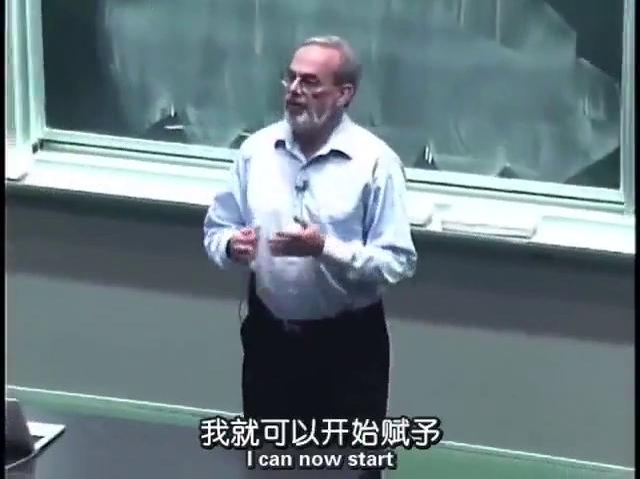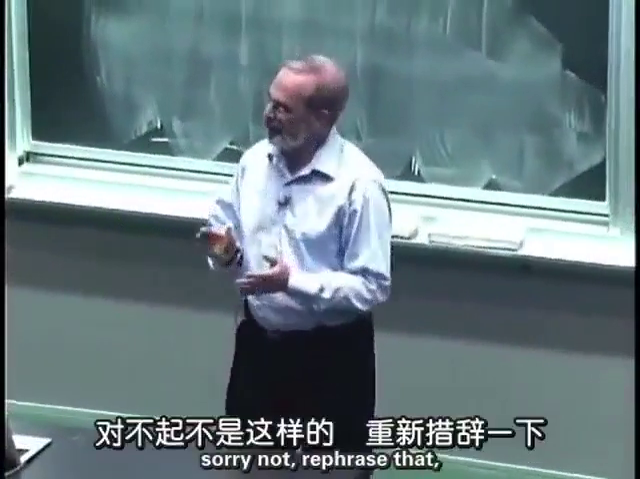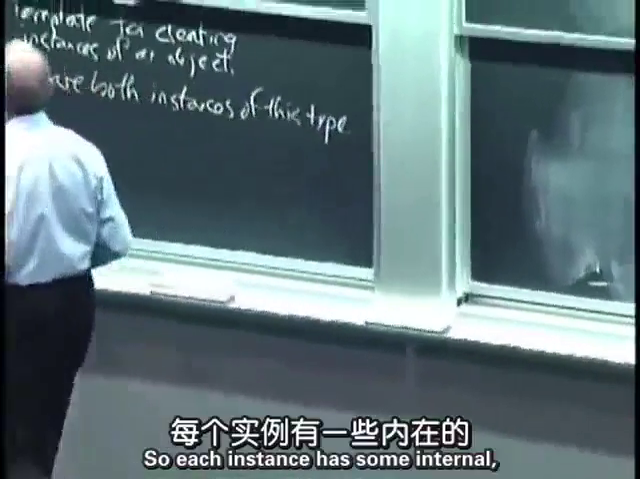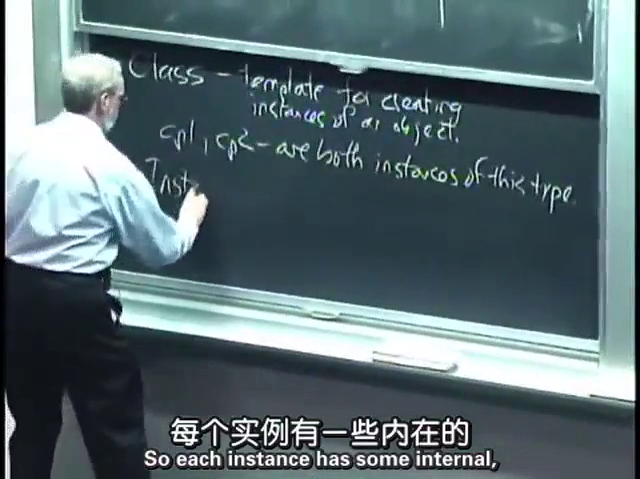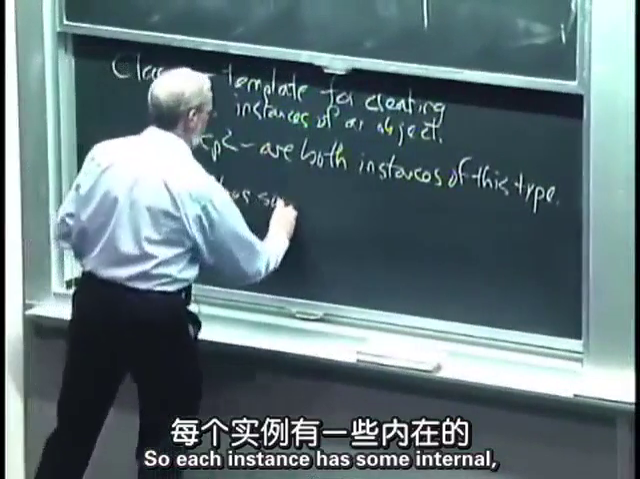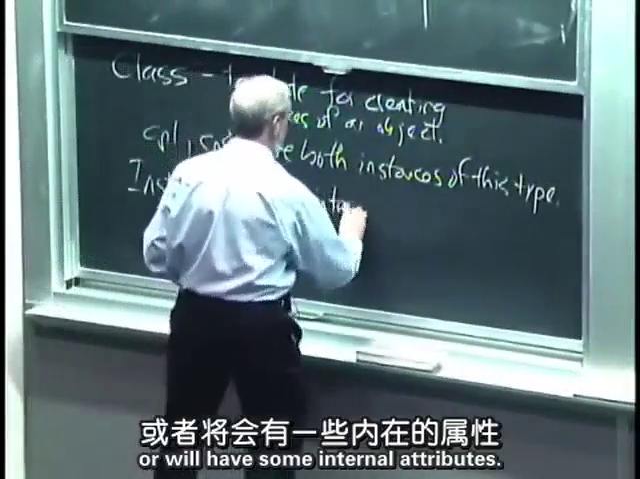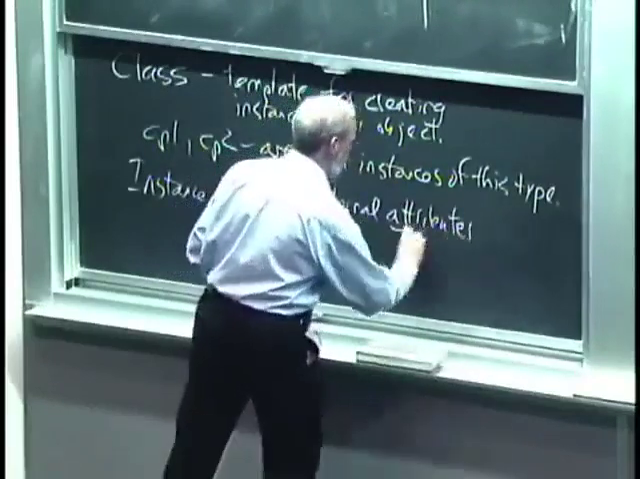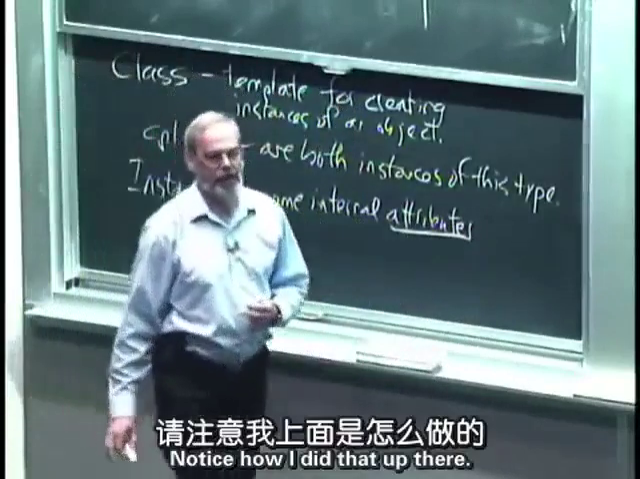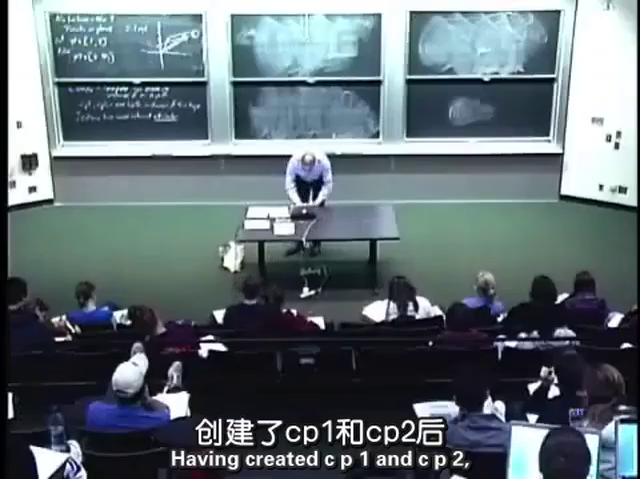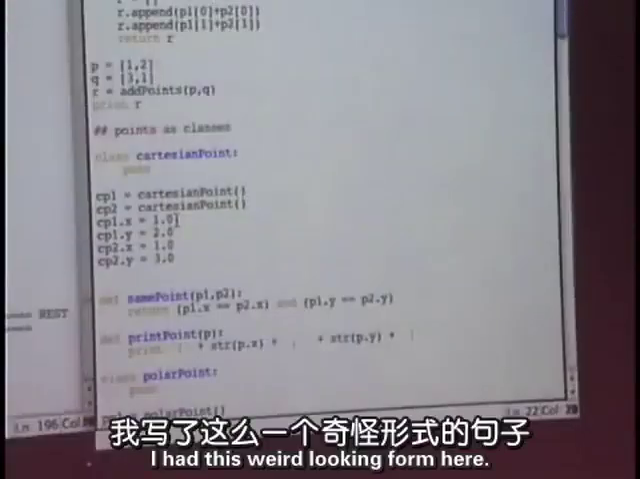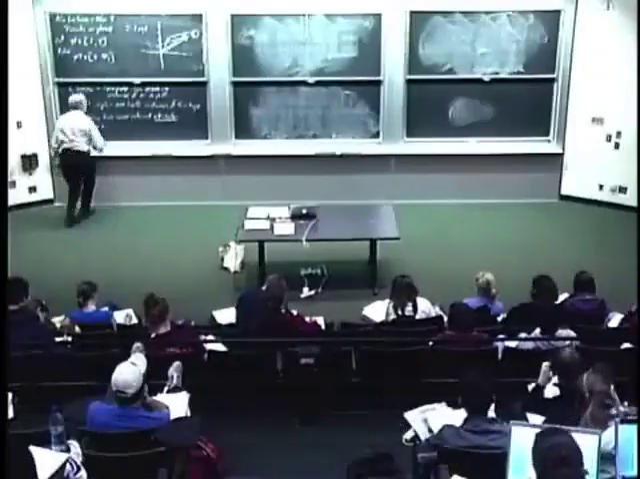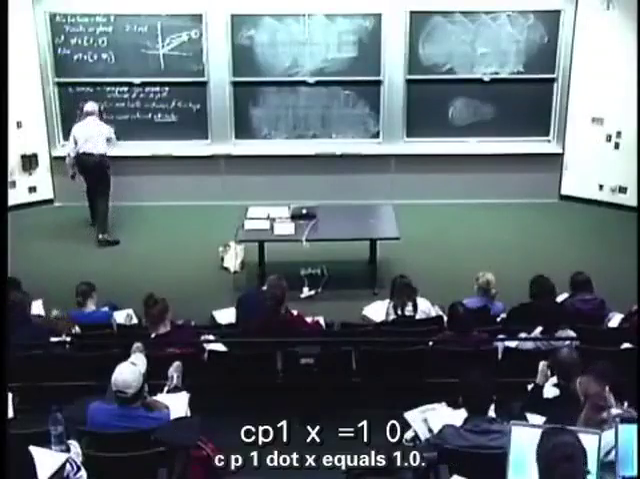Once I've got that, I can now start giving some attributes. I can give some characteristics to these classes. So each instance has some internal, or will have some internal attributes. And notice how I did that up there. Having created CP1 and CP2, I had this weird-looking form here. Not so weird. You've actually seen it before, in which I said CP1.x equals 1.0.